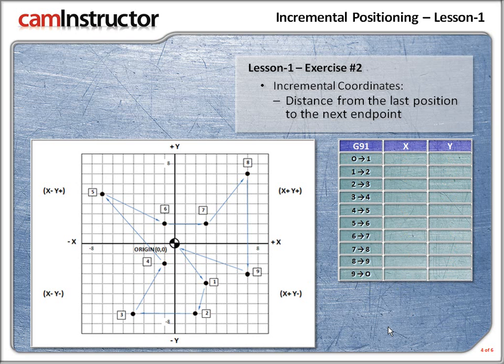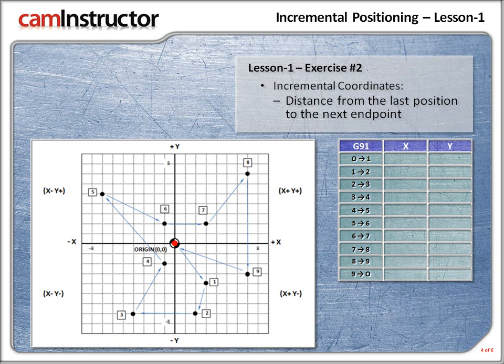Now, changing gears again, for this exercise we're going to figure out the incremental coordinates for positions 1 through 9. Now, G91 is the code to let the machine know that the coordinates are in incremental. And remember, with incremental we are figuring out the distance from the last position to the next endpoint. And we also need to identify if it's a positive or negative direction.